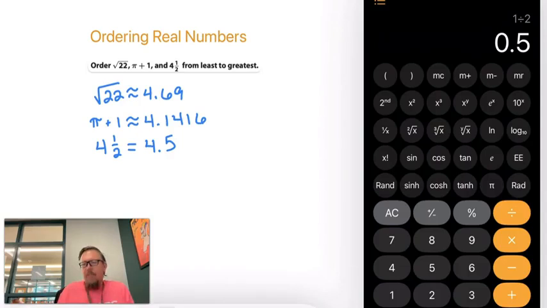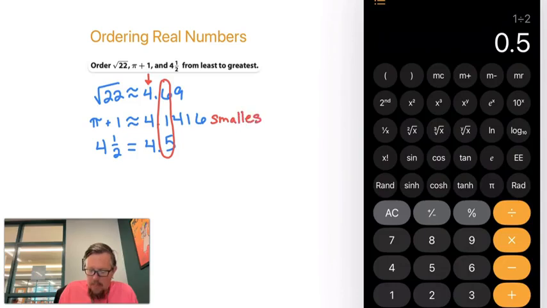Once they're written as decimals, it becomes pretty obvious what order they go in. They all start with 4, so that's not helpful to us. But if we look in the tenths column, now it becomes clear. The smallest one is the one that has a 1 in the tenths column. That is going to be our first one, because we're going least to greatest. The second number is going to be this 4.5 right here. And our largest number is the one that has the 6 in the tenths column. That will be our third one.